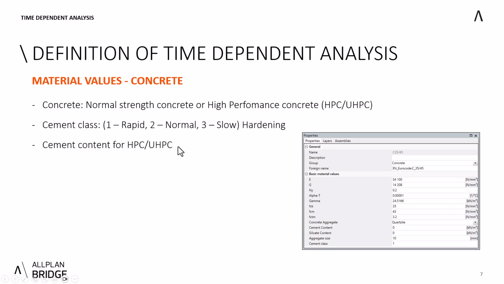The next one is cement content, which applies only for high performance concretes or ultra high performance concretes. That's why in this case we didn't consider it and we set the value just to 0. And of course the same goes for silicate content, which also applies only for high performance concretes and ultra high performance concretes.